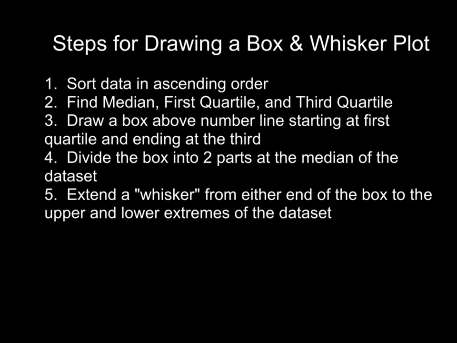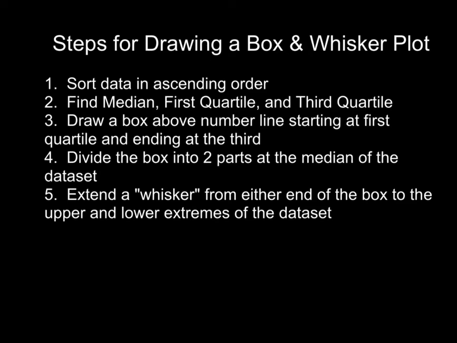Once you have found these three pieces of information, you can then draw a box above the number line where the beginning of the box starts at the first quartile and ends at the third quartile. Again, this will make more sense when we actually do an example. Once you've got your box drawn, you'll be dividing it into two parts, and you'll use the median as the dividing line for that box, and that gives you the box part of the box and whisker plot.